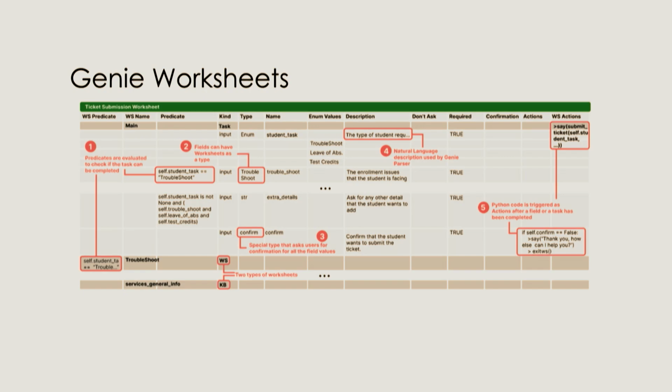So how do we enforce all this? We have a declarative script. So you can think of it, we call it Genie Worksheet.